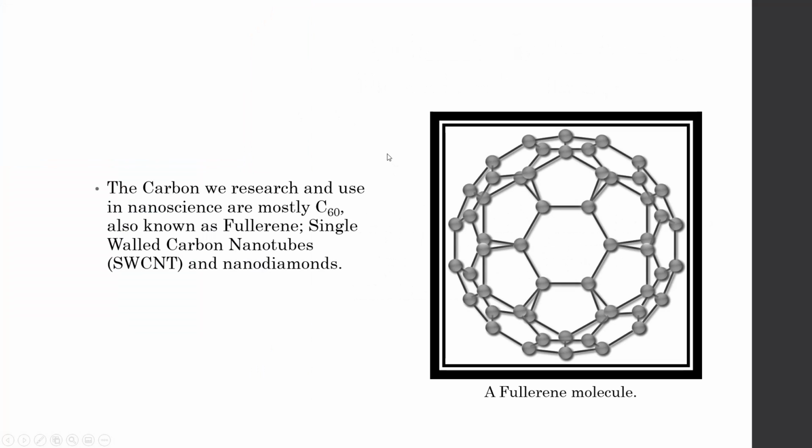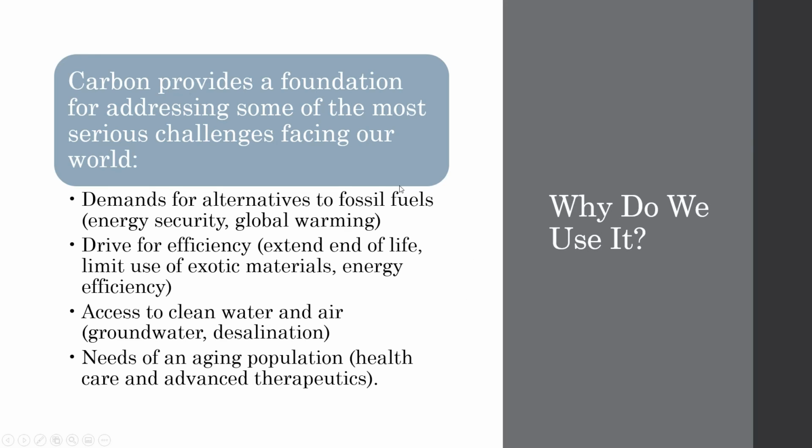So, the carbon we research and use in nanoscience are mostly C60, also known as fullerene, single walled carbon nanotubes, and nanodiamonds. And as we see here, this is a fullerene molecule. And why do we use it? Why do we use carbon in nanoscience?